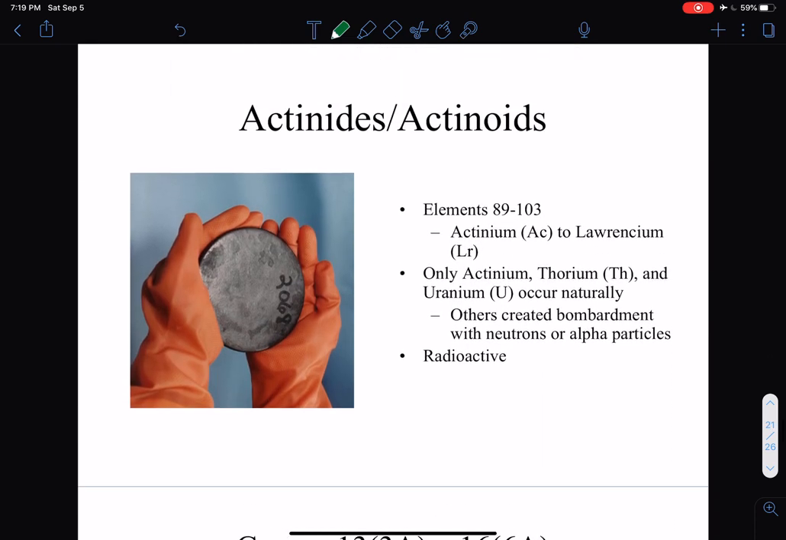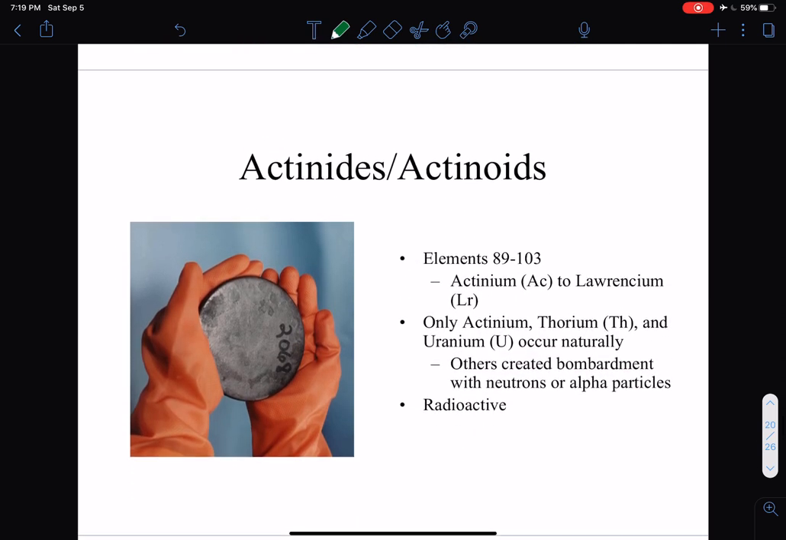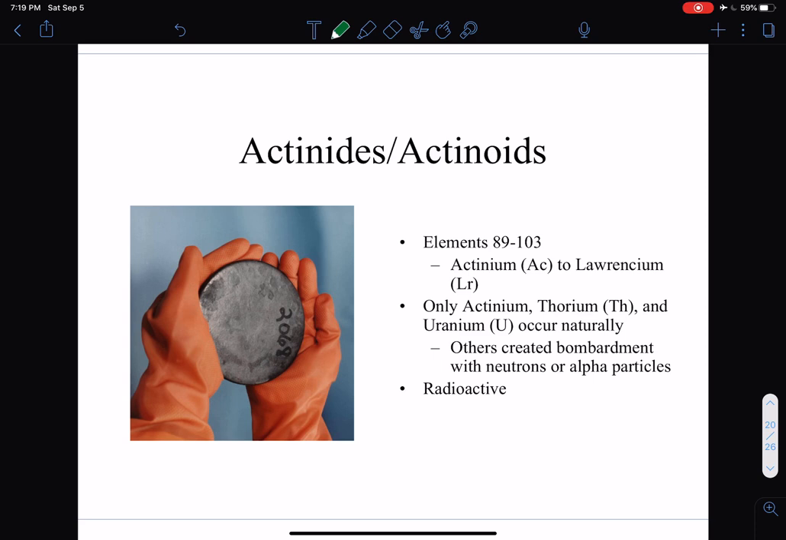All right, so about the actinides, only actinium, thorium, and uranium occur naturally. All of the other elements in the actinide series, all of these down here, besides the ones I just mentioned, are synthetic, and they are created by bombarding a heavy element with neutrons or alpha particles, or they result from some kind of radioactive decay. Now, all of our actinides are radioactive, and that's what's special about the actinides. The one that we have heard about the most is probably uranium in terms of nuclear power and politics and all of that stuff.